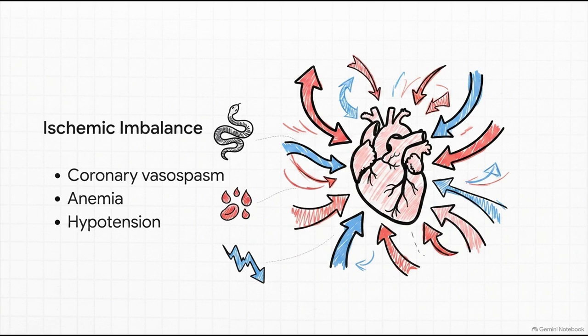For the CDI specialist and coders out there, this means you need to put on your detective hats. When you see a type 2 MI documented, you should actively be looking through the physician's chart for these underlying etiologies. They're almost always hiding in there.